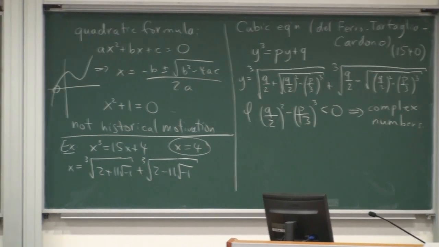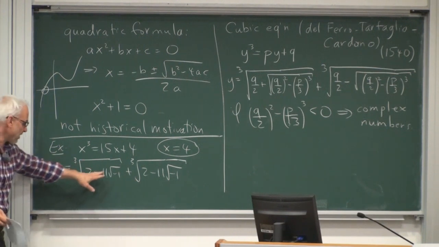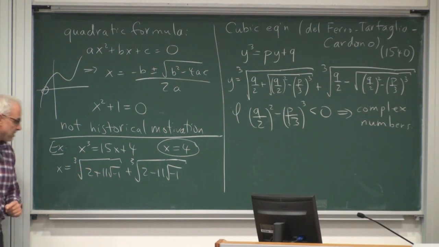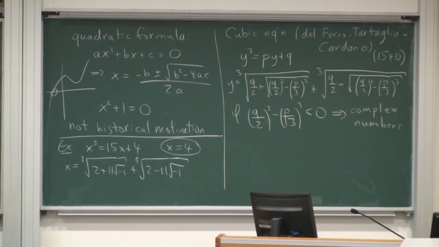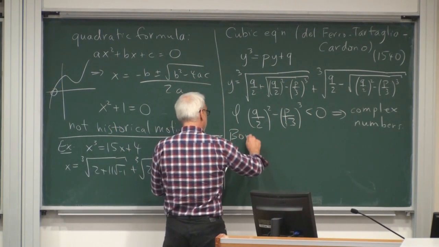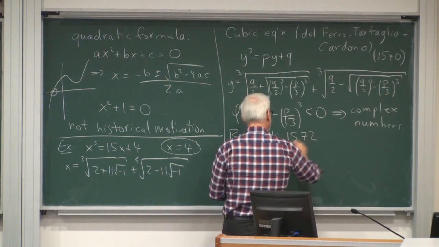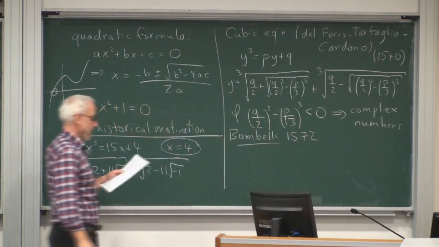But in this case, this formula, instead of giving us x equals 4, is giving us these cube roots of these complex numbers involving these mysterious square roots of minus 1. And it was a mystery how to interpret this. But then a fellow called Bombelli came along, and in 1572 gave the following analysis.